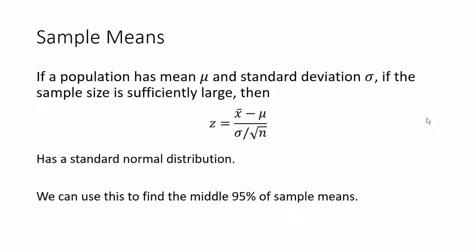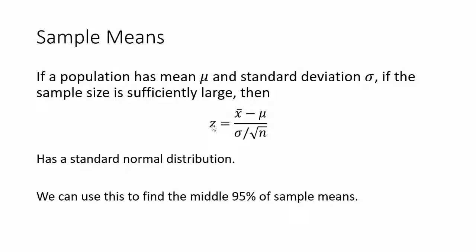Remember that if we start with a population and we know that population's mean and its standard deviation, then if we start taking samples of a fixed size n, this z variable here, which we obtain by taking the sample mean minus the mean of the population divided by sigma over root n, has a standard normal distribution. Its mean is 0 and its standard deviation is 1.